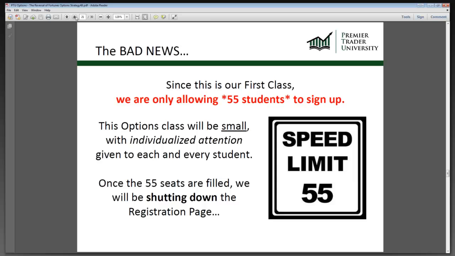Now, we have to keep the class size limited. We have to limit it to 55 people. Okay, we want to make sure it's a small format. I would love to take on 200 people right off the bat. We just can't do that. This is a small class size. Make sure you get the individual attention that you need and you deserve.